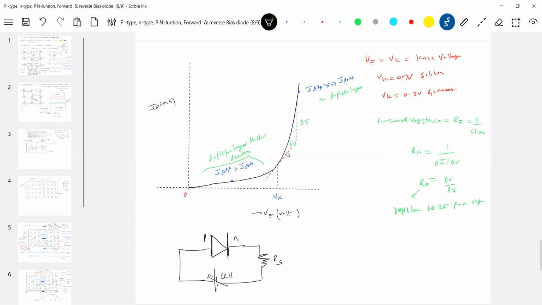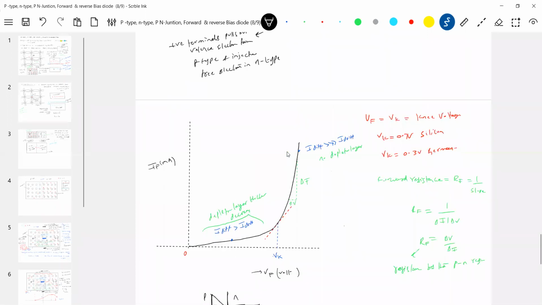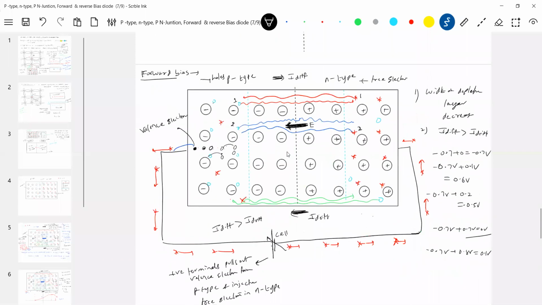So how do we show the forward bias current IF? The direction of current should be opposite to the direction in which electrons are moving. So shall we put IF in the opposite direction?